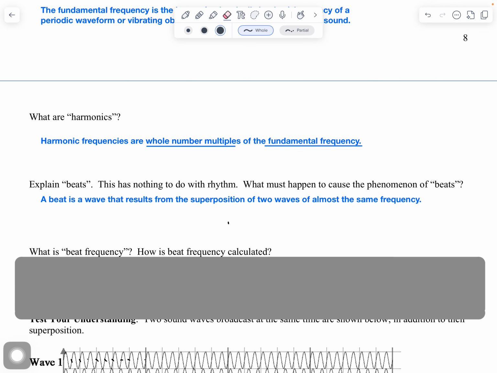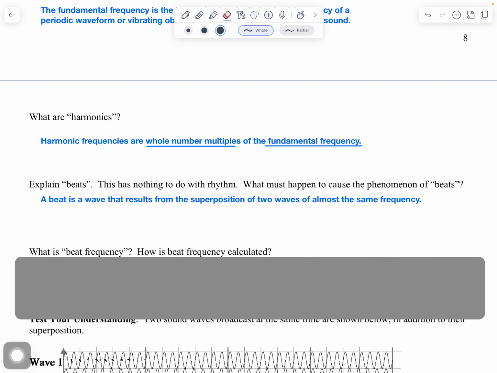A beat is a wave that results from the superposition of two waves at almost the same frequency. So for instance, if you had a wave at a frequency of 150 hertz and another wave at a frequency of 151 hertz, they're so close, but just being one cycle off every second causes there to be times where they're in sync and then times when they're out of sync. And so the in sync, out of sync, in sync, out of sync relates to a concept of something that is rhythmic. In other words, a beat.